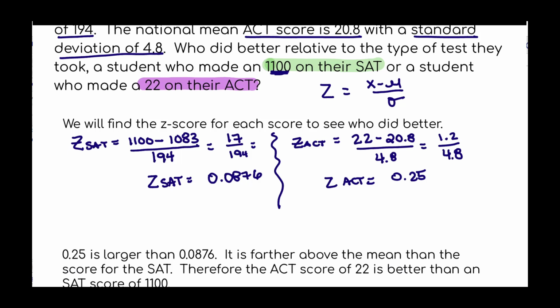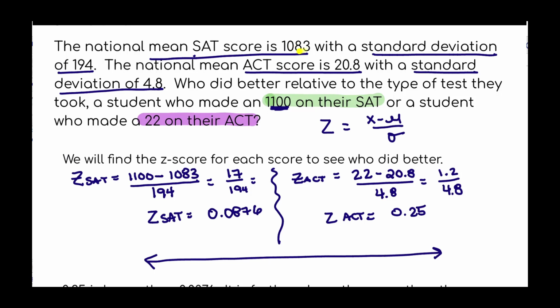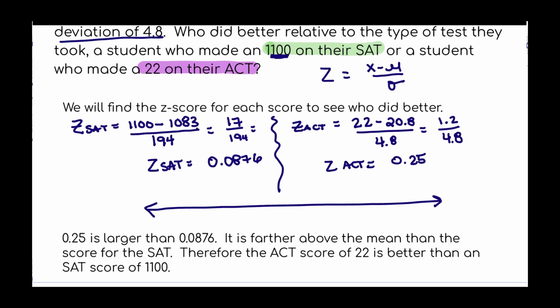SAT scores were on a certain type of scale. ACT scores were on another type of scale. We've now put them both on the z-score scale. So if we draw a number line, now if I were to convert the mean of either of these to a z-score, like let's say this 1083, 1083 minus the mean, which is also 1083, is 0, and 0 divided by anything is 0. So the z-scores for both of those is 0. This right here in the middle represents the mean.